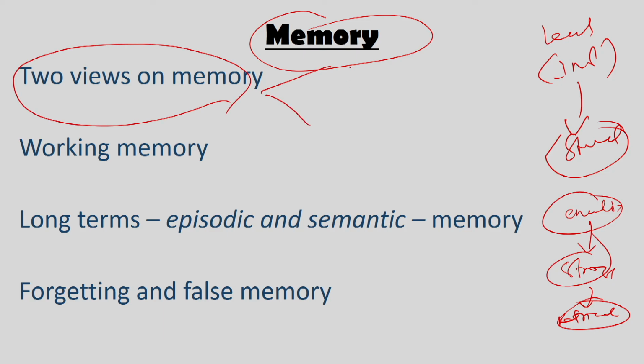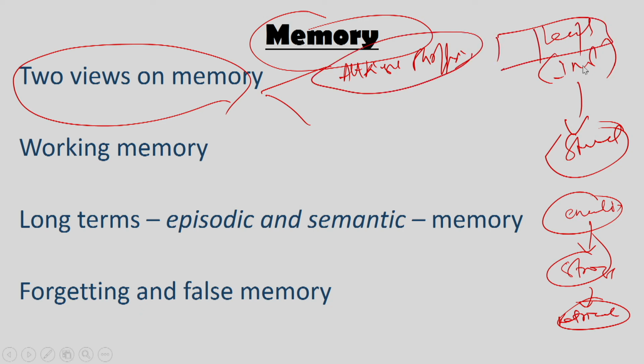The first view is called the Atkinson and Shiffrin model, which believes that there are different storehouses, and human memory keeps information within the storehouses, and there are something called active processes which move information from one storehouse to the other storehouse.